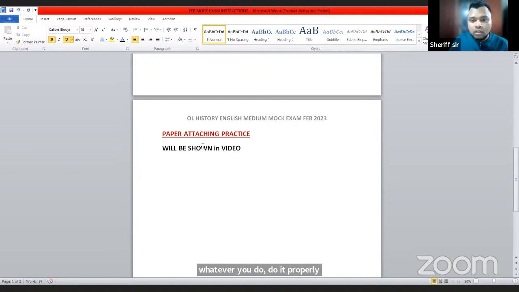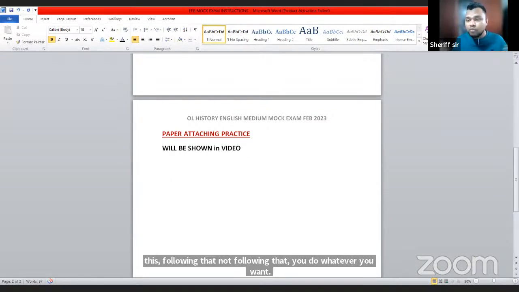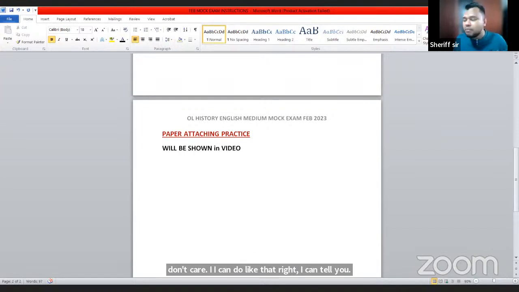And then attaching the paper. Some students are asking, can't we attach using a stapler? You can attach, you can stay without attaching also. I don't mind that. You do whatever you want, I don't care. But why am I telling you this? Because I want you to be better prepared for your O-levels. That is why I am giving you instructions like this. Following that, not following that, you do whatever you want. I can tell you like that, right? Then you feel bad, right?